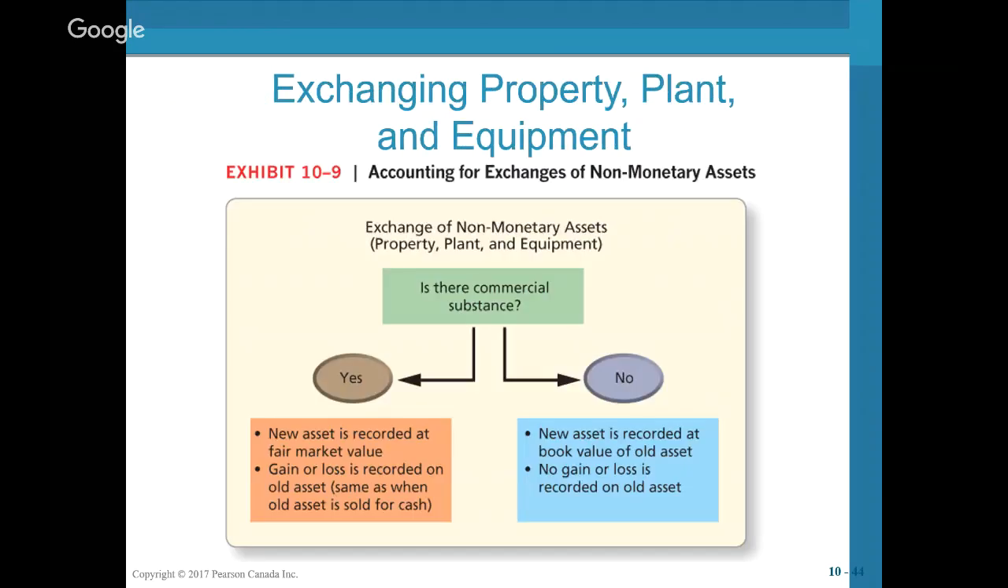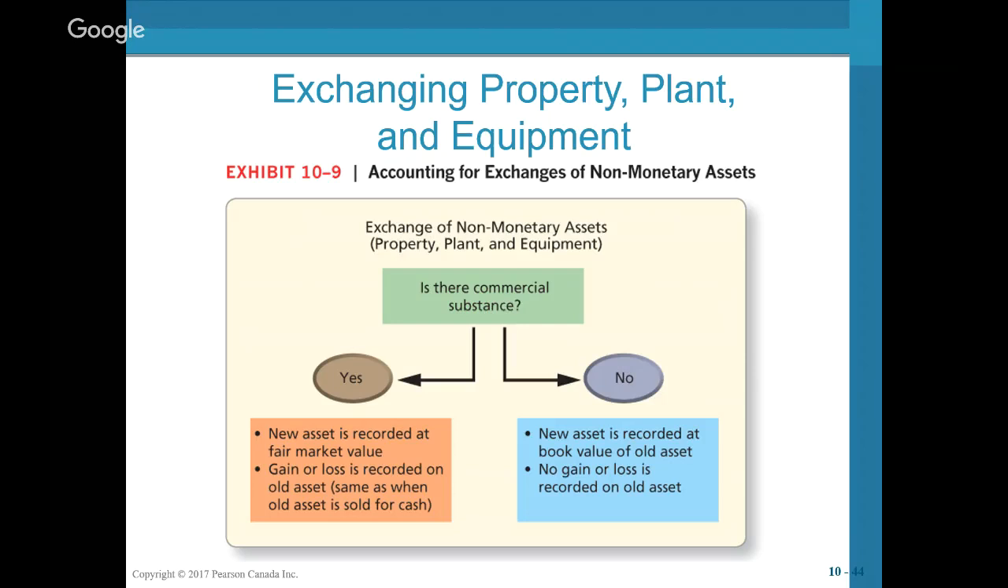Okay. What if we trade property, plant, and equipment? The idea here is you're exchanging one asset for another. Well, first of all, we've got to ask, is there commercial substance or not? If there's commercial substance, then we're going to record the new asset at fair market value, and we're going to record any gain or loss on the old asset when we actually trade the assets. If there's no commercial substance, then you record the asset at book value of the old asset.